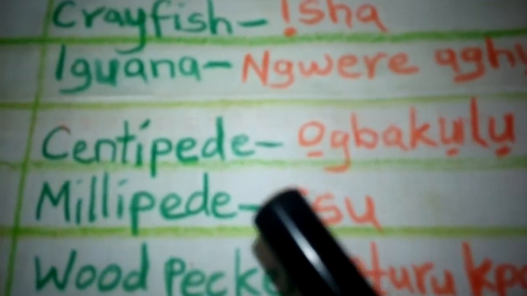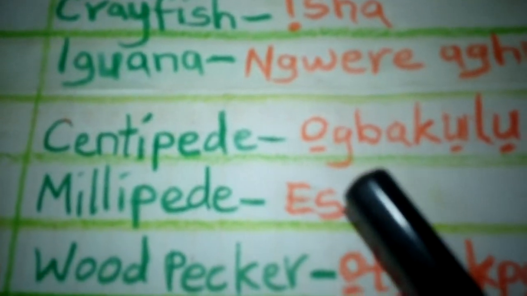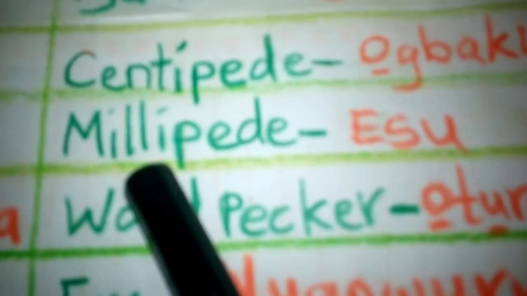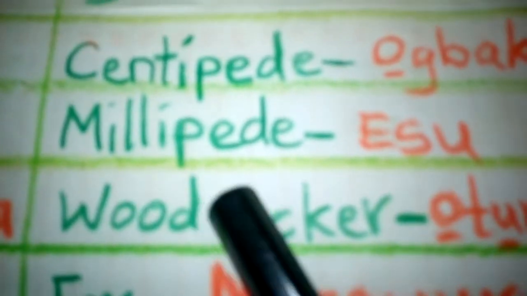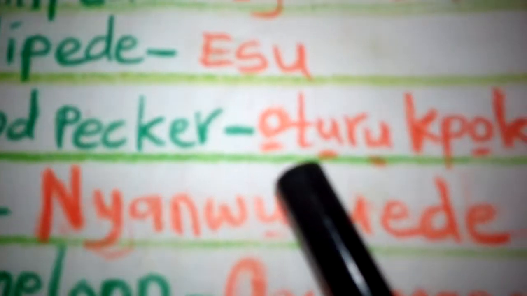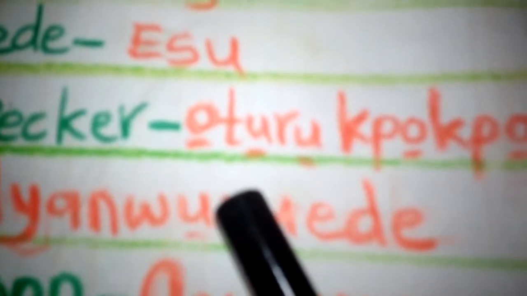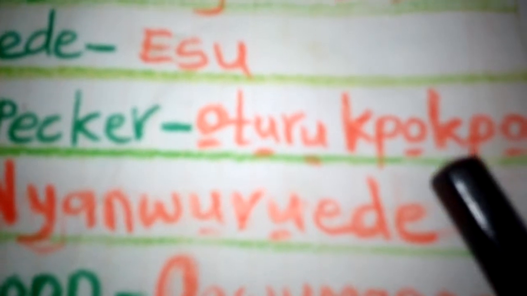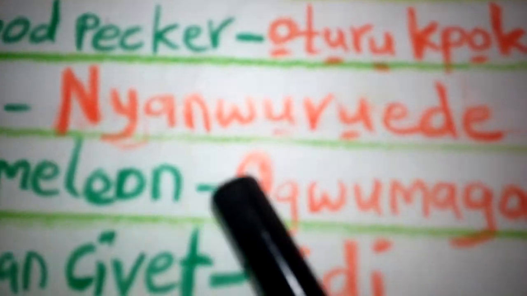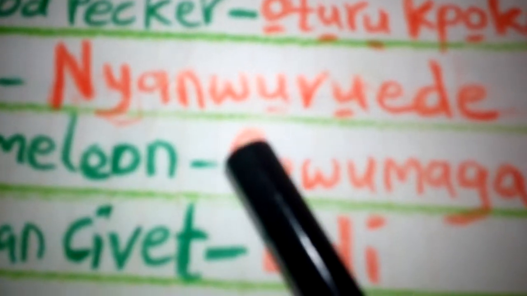Centipede. Ogbakuru. We used to say ogbakuru nwoke ogho nwanyi. Ogbakuru nwanyi ogho nwoke ogbakuru. Okay, centipede. Ogbakuru. Millipede. Esu. Woodpecker. Oturu popo. Fox. Nyamuru ede.